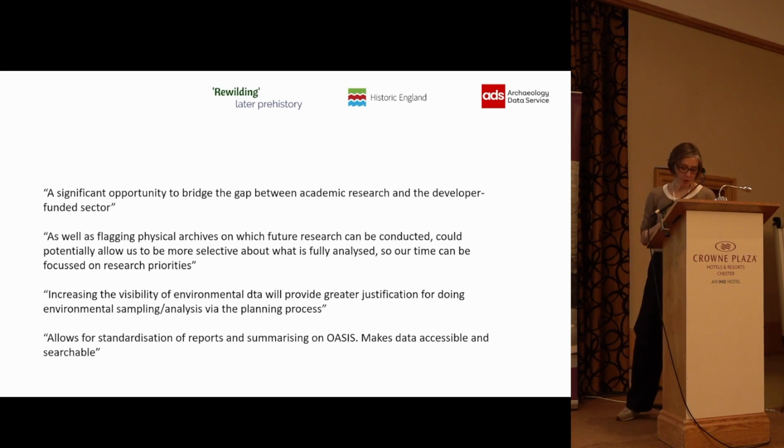So we've had comments, as you can see, that it's going to influence the quality of future research. It should improve selectivity about what is analysed or not. This is about saving money, often getting best value for money. So that's important to the commercial sector. Increasing the visibility of environmental remains. Of course, that's the primary aim of it. And allowing slightly better standardisation and increasing the quality of reports generally.